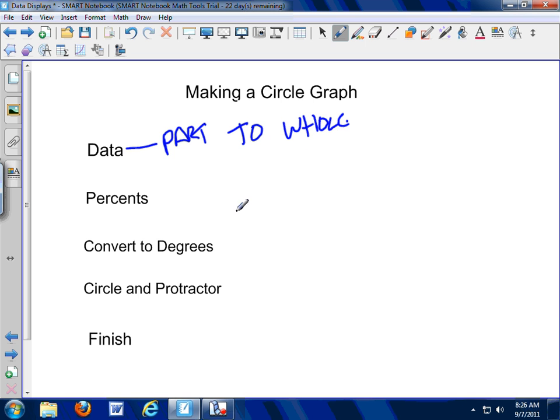Okay. Part to whole. So we're trying to see how this compares to the whole thing. We take our data, whatever numeric data that we have, and we change it to percents. So let's just say we're talking about, what's some good math numbers to use? Let's just go with people that live in Fletcher.